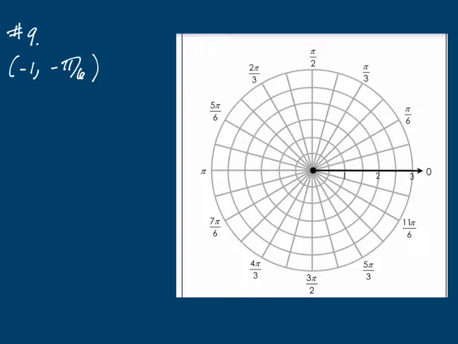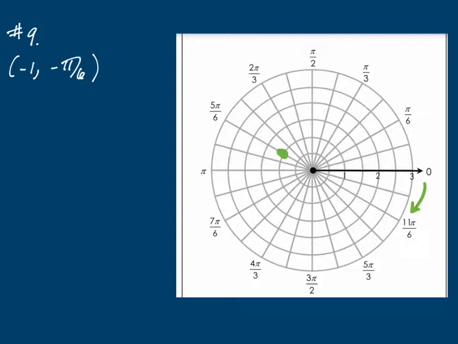Number 9 from the homework has you find 3 other points for (-1, -pi/6). So I got my graph out again. I'm going to do this one using graphing. I'm going to find the point first off. So -pi/6 is right here, and I have to go back -1, so that would be right here, right?